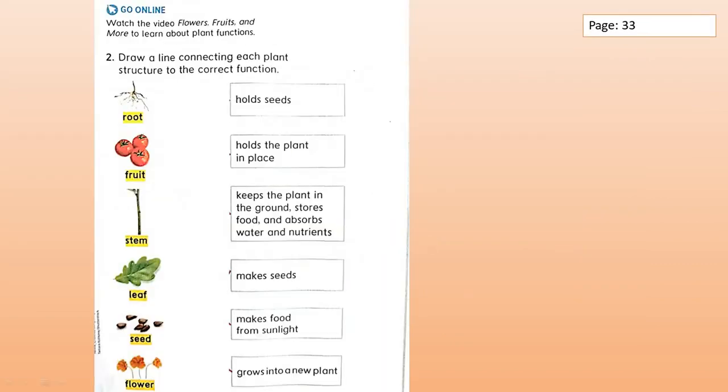Let's see the next page, grade 1, page number 33 in your book. Here we have many parts of plants and many functions. We were asked to draw a line connecting each plant structure to the correct function. You know now what the function of each part is. So please, grade 1, try it by yourself and draw a line connecting each plant structure to the correct function, and then you can check your answer here.